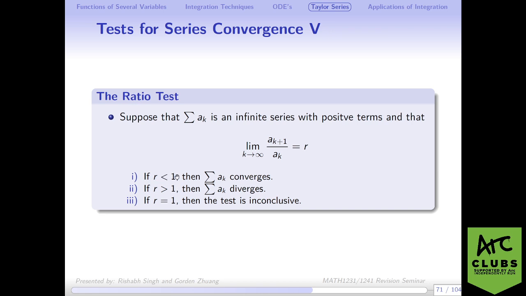Then if this r is less than 1, meaning that this series is decreasing, then the sum will converge. And if the ratio is greater than 1, then the sum will diverge. However, if we find that r equals 1, then this test is inconclusive, which means we don't actually know.